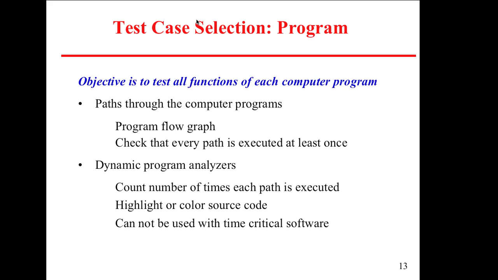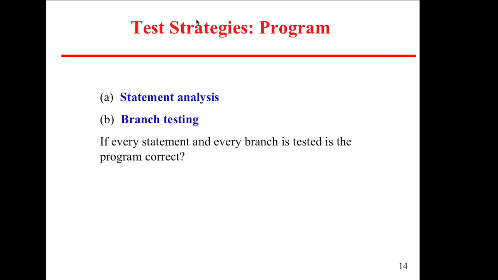Some of these are graphically displayed. Some of them are just statistics. You read a printout and it says, uh-oh, problem here, likelihood of a problem. And it's basically all statistical. It's analyzing the program, the flow. Statement analysis and branch testing are two concepts. So every statement and every branch is tested. Is the program correct? No, it may not be. What about the inputs? What about the outputs? What about all the other things? It's just one form of testing, one strategy.